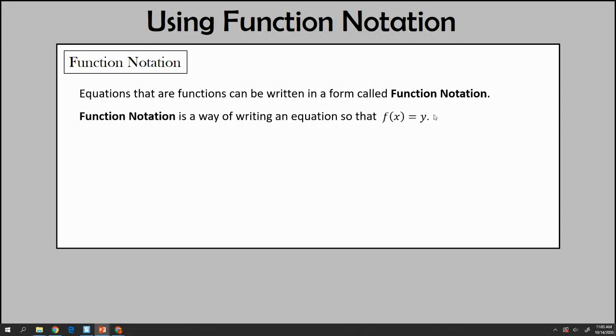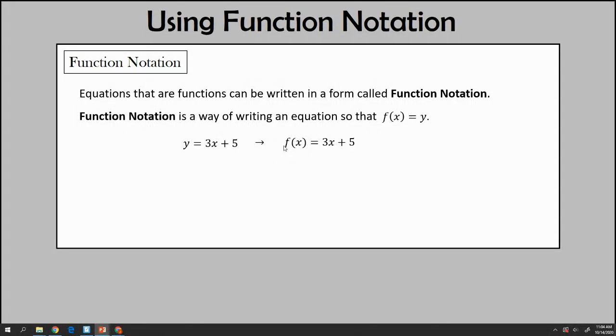So normally in an equation with inputs and outputs, we're going to have two variables like y and x. Something like this: y equals 3x plus 5. In function notation, we replace the y with f of x. So y equals 3x plus 5 is the same thing as f of x equals 3x plus 5. This just identifies this as a function. So we know every input has a unique output.